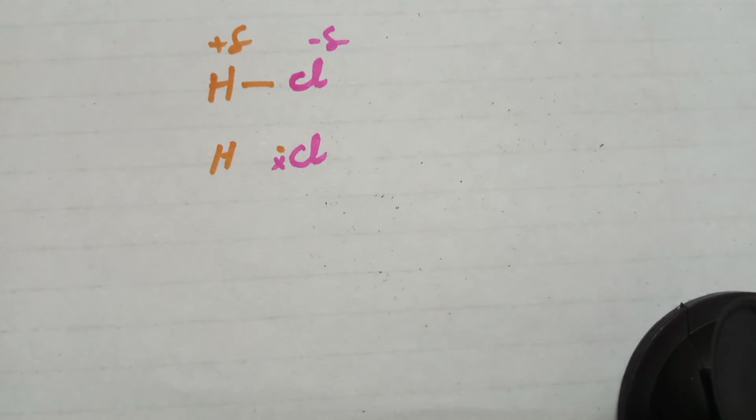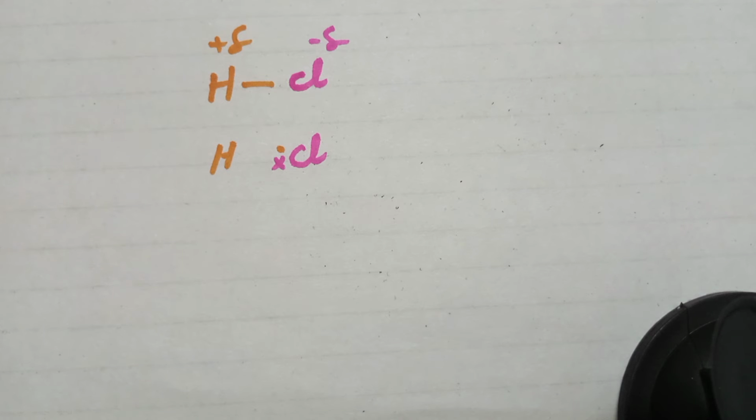It means that when a covalent bond is formed between two different atoms or heteroatoms having different electronegativity, the covalent bond will be polar because the more electronegative atom will attract the shared pair of electrons towards itself, hence the partial negative charge and the partial positive charges will be produced on the atoms.